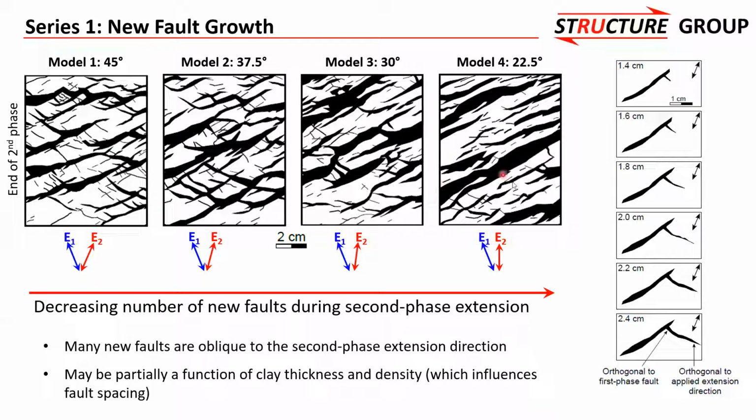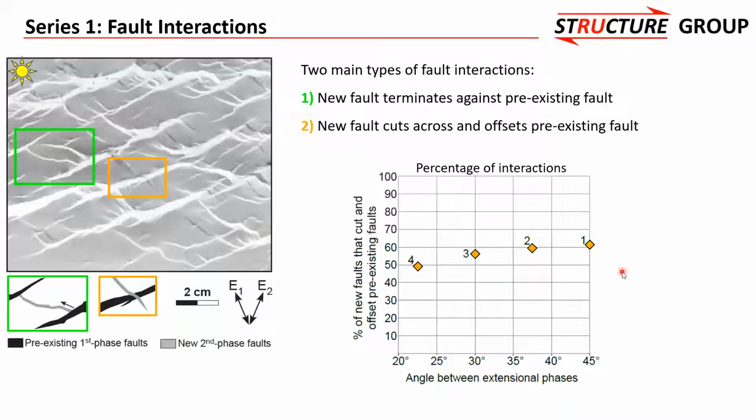But in general, where we were seeing more of a dip slip component on the reactivated faults, we're not seeing as many new faults. After these faults initiate and propagate outward, they will inevitably run into other first phase faults. In the models, there are two main types of fault interactions between the pre-existing faults and the new faults. The first interaction, which I have a green box around, is where the new faults terminate against the pre-existing faults. This is revealed only by watching back the photographs and making a movie out of it, to see where the fault initiates, which direction it propagates, and where it ends.